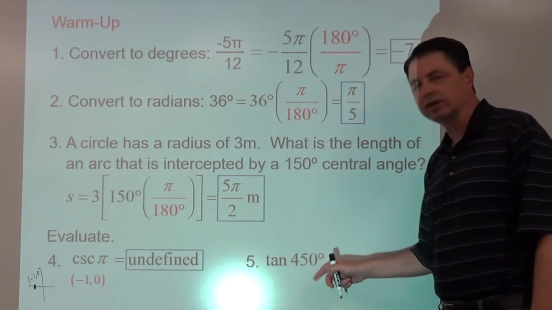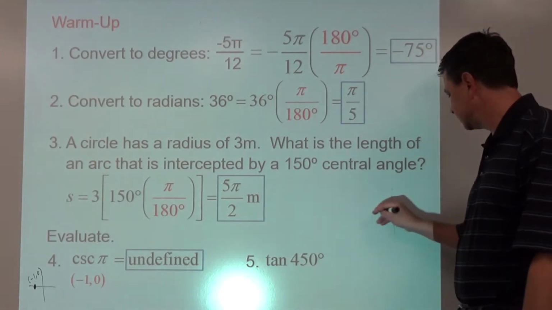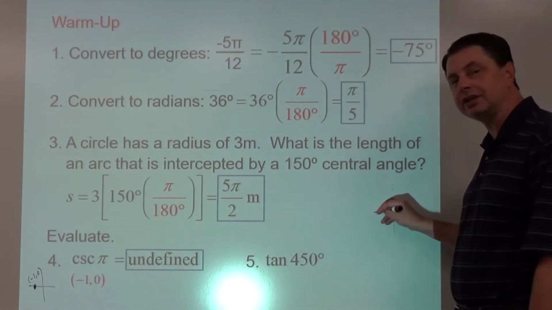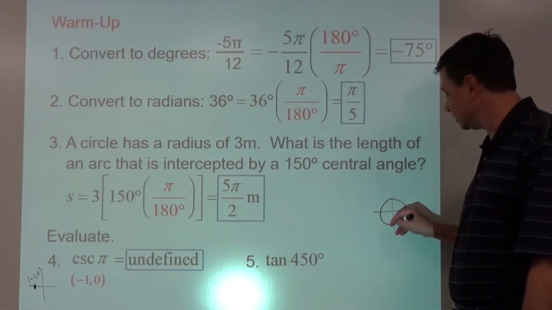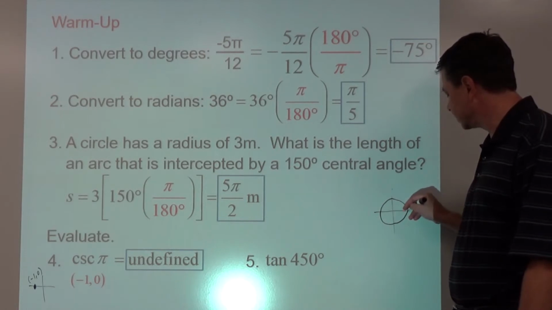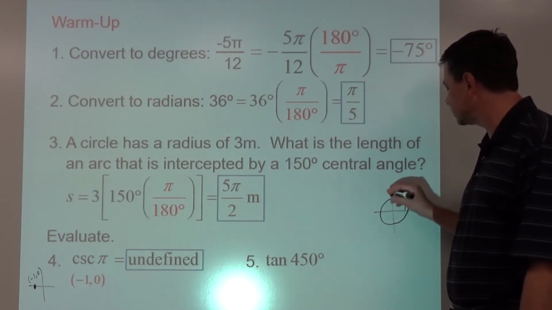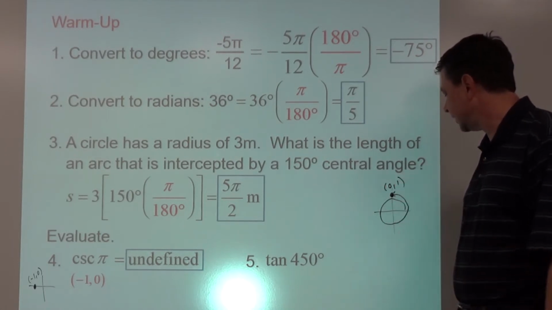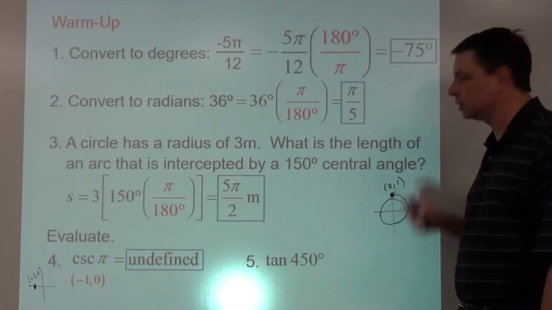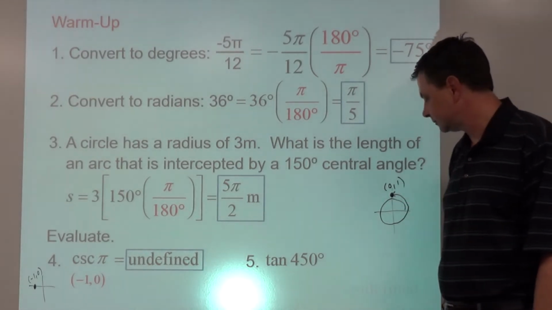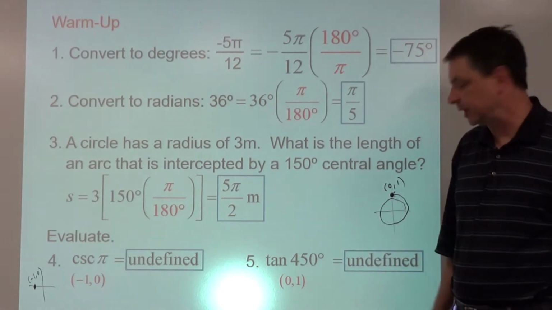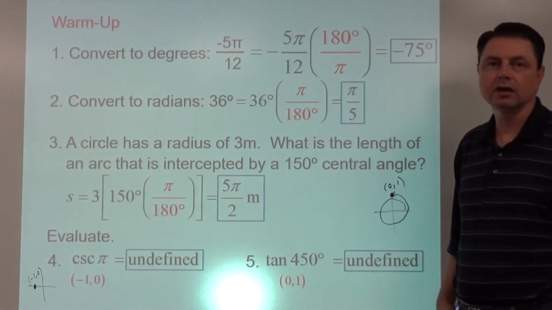And then for the tangent of 450 degrees, 90 degrees, 180 degrees, 270 degrees, 360 degrees. Ooh, there, puts us right there. Another quadrant angle, 0, 1. The tangent would be the y-coordinate divided by the x-coordinate. And 1 divided by 0. Since you can't divide by 0, that's also undefined.